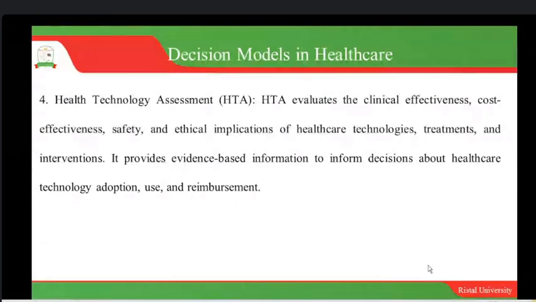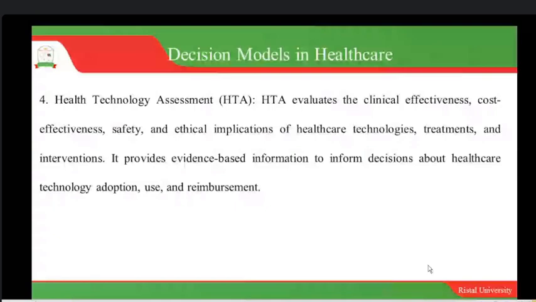So we have really emphasized information technology from our previous discussion. This is a form of information technology. That's why we are calling it health technology. We are saying this model is going to provide evidence-based information, and this information is going to inform decisions about healthcare technology adoption, use, and when we want to do any kind of reimbursement.